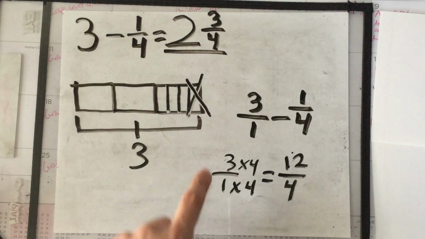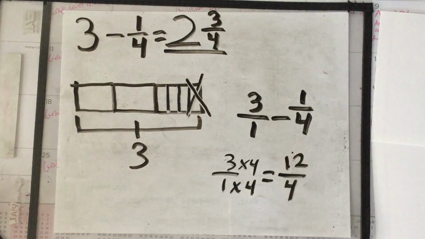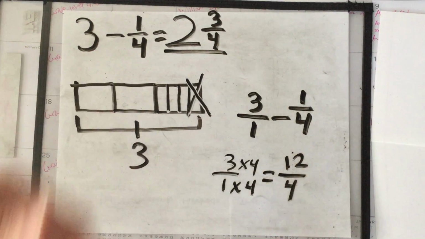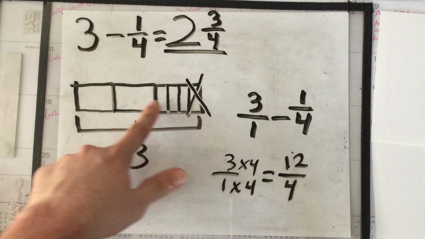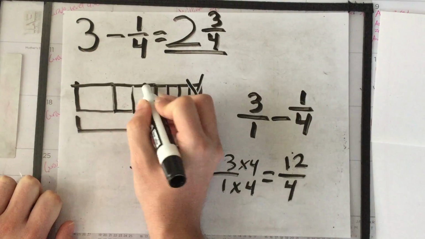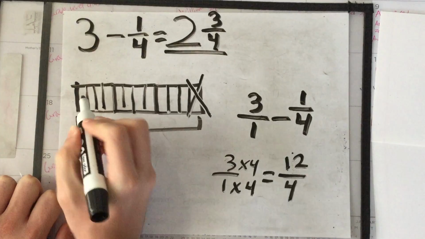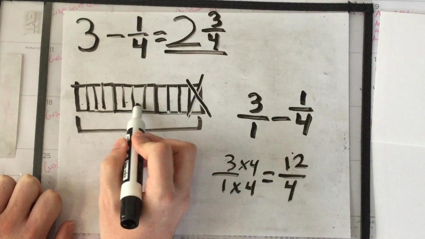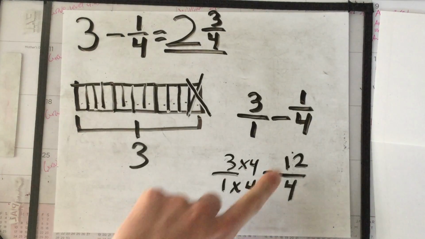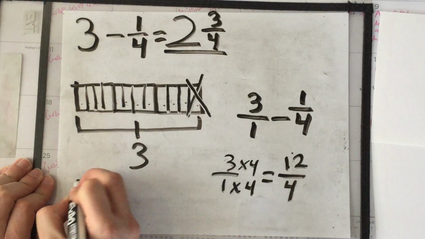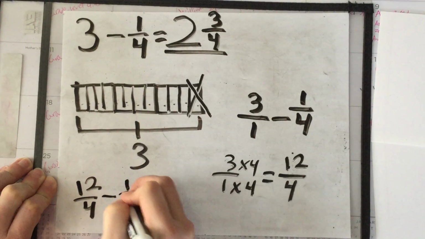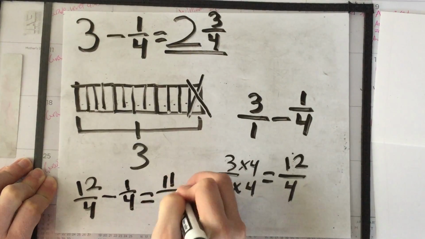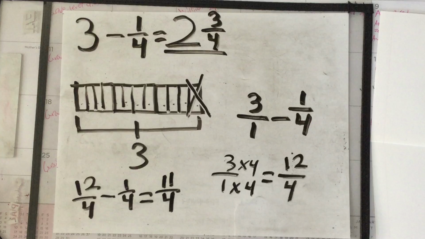So now I know that 3 whole things turned into fourths, converting its unit, changing its unit from 3 wholes to fourths, means that now I have 12 fourths. If I were to divide all of these up into fourths, I would be able to find 12 pieces inside of it. 1, 2, 3, 4, 5, 6, 7, 8, 9, 10, 11, 12. 12 fourths. Now that I have 12 fourths, I can subtract. And my answer is 11 fourths.